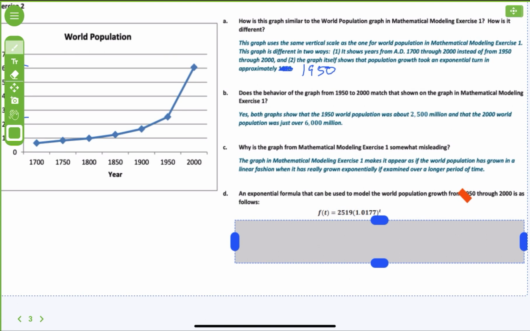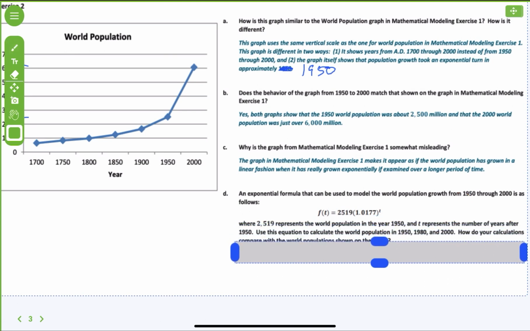So let's see what it's talking about here. Yeah, 2,519 represents the world population in the year 1950, which would be in millions actually. And t represents the number of years after 1950. Use this equation to calculate the world population in 1950, 1980, and 2000. How do your calculations compare with the world population shown on the graph?